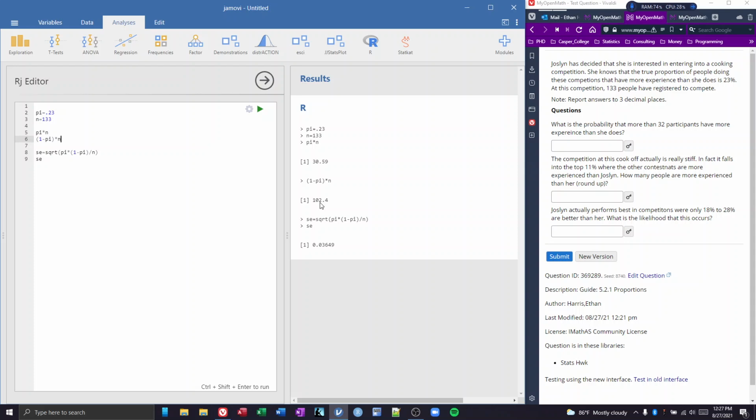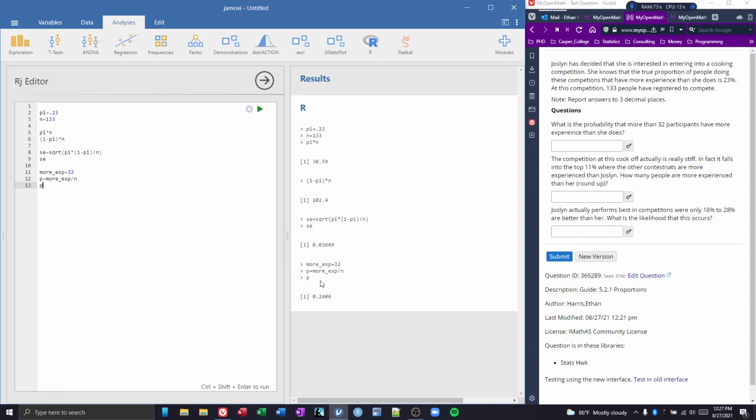What is the probability that more than 32 participants have more experience than she does? Okay, so what we can do is let's just type out more experience. And the number of people for which we're asking what's the probability that we have more than is 32. Now, if we want to know what the sample proportion is, remember we can just take how many we're interested in, this 32 or more experience, and divide it by the sample size. And then we can display it by just typing p again at the bottom. And we can go ahead and run this.